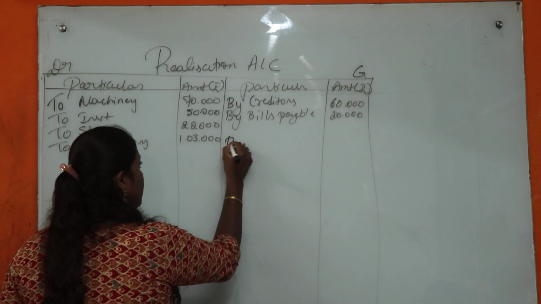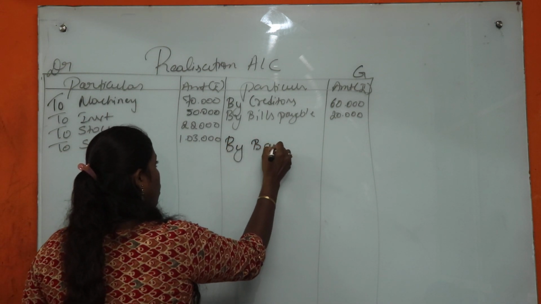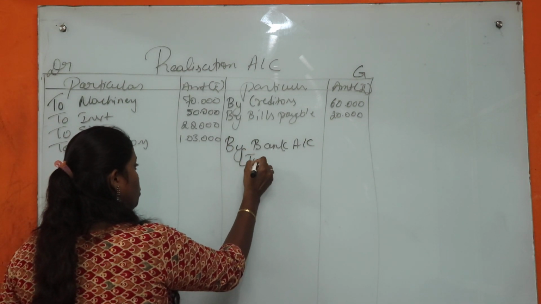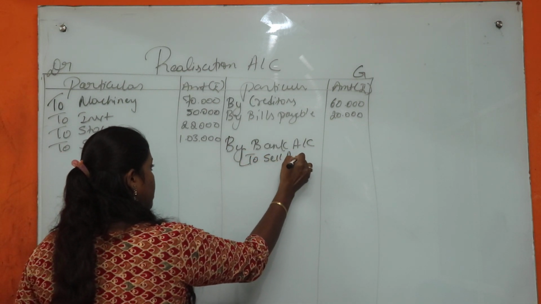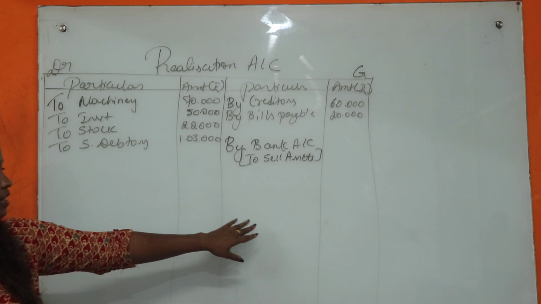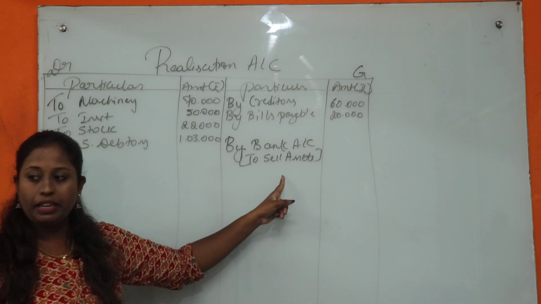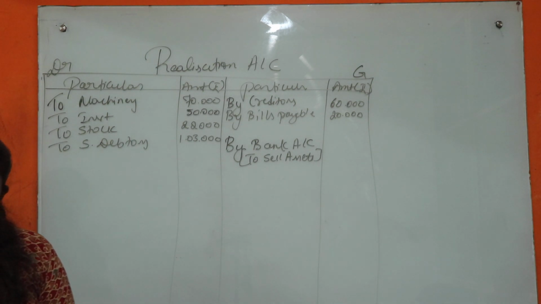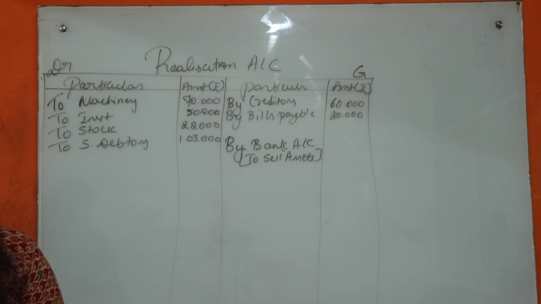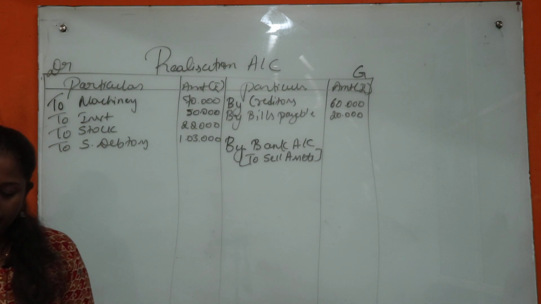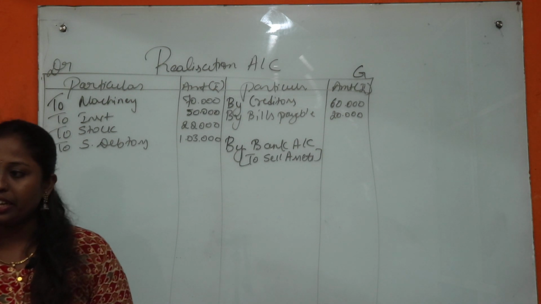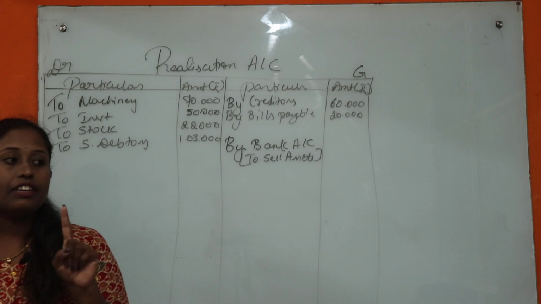Now we will be taking a by bank account. What for this by bank account? To sell assets. You should not write this, but for your understanding, I am explaining. To sell all the assets, we will be writing over here. Check out which asset is actually sold. When it comes to machinery taken over by creditor, need to record this? No. Only if it is sold.